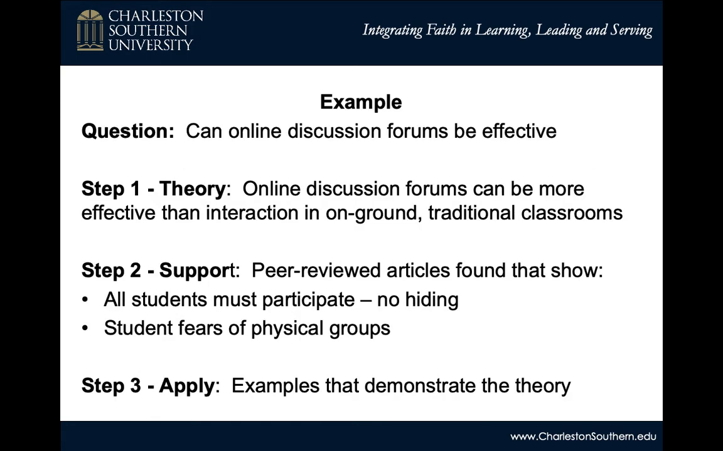Let me give you a quick example here. Suppose your professor asked the question, can online discussion forums be effective? Well, you go out and you find some research at the CSU online library. You have an opinion, but you go there to find supporting material for your opinion. And your theory then, after your research and your ideas, is that online discussion forums can be more effective than interaction in an on-ground traditional classroom. How do you base that?